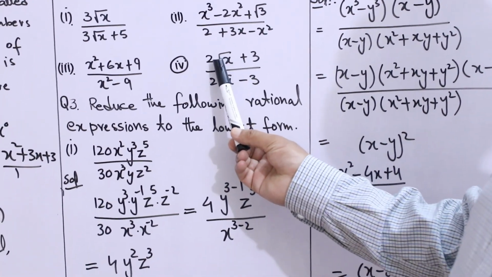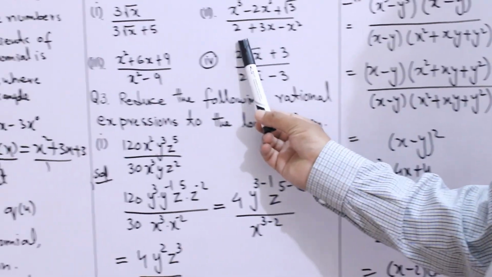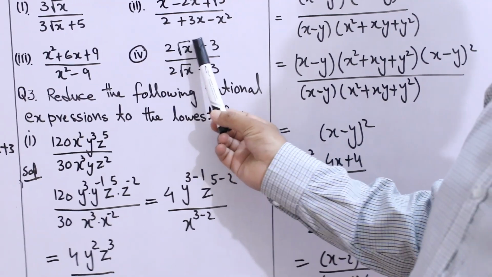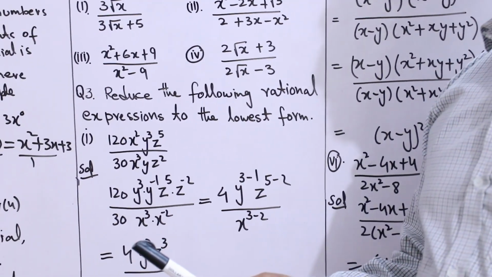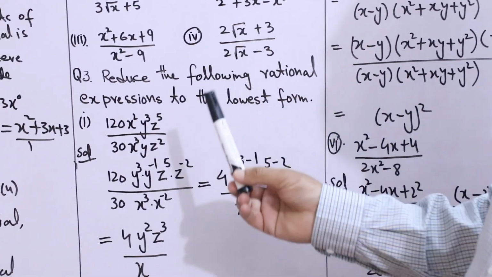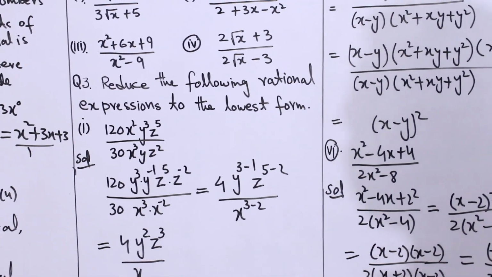Now here this is not a polynomial. Why? This x is raised to power 1 by 2. So the variable has a power which is not a non-negative integer. So this is not a rational expression.